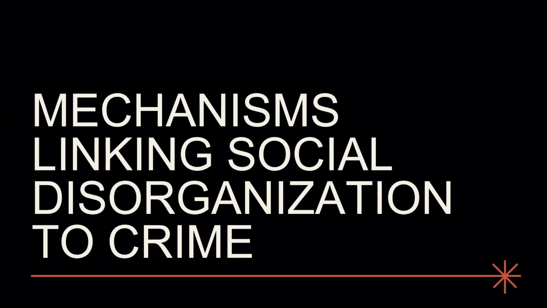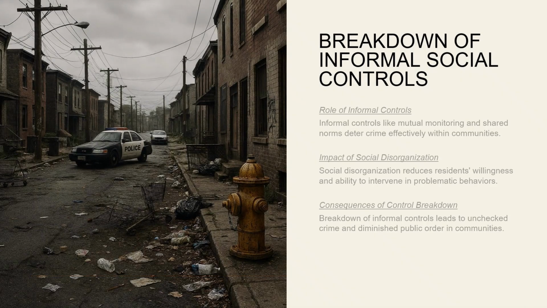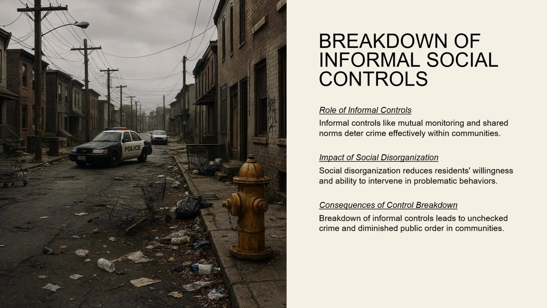So next is the mechanisms linking social disorganization to crime. The breakdown of informal social controls, such as mutual monitoring, neighborhood guardianship, and shared norms, act as a primary deterrent to crime. Social disorganization weakens these controls by reducing residents' willingness or capacity to intervene in problem behaviors. This breakdown allows criminal activities to flourish unchecked and impairs community ability to maintain public order.